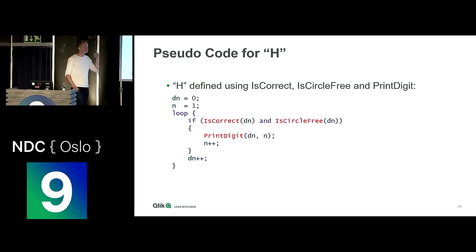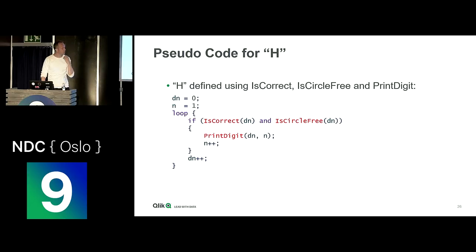And we start looping. So we start off at 0. Is 0 a correct description number? No, it isn't. So we just increment the description number until we reach a point where we have a description number that is correct, right? Then we need to check if it's circle-free. If it isn't, then we just continue. If it is, then we print the nth digit of that machine, increment n, and so on.